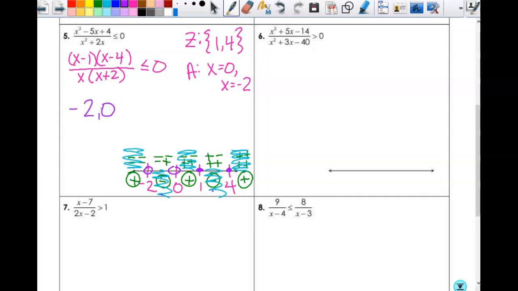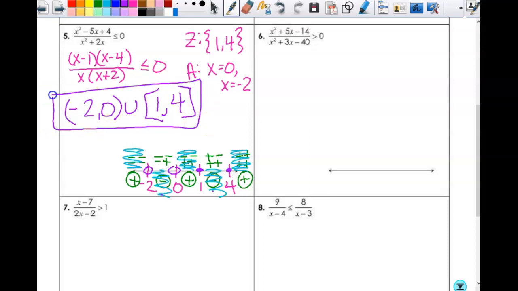Do I include the negative 2 and the 0? No. So that's open, open. And then 1 to 4. Do I include the 1 and the 4? Yes. So that's why it's very important that it's done correctly on your number line, because it's much easier to get that information off your number line than it is to go back and re-reason through the function itself. That is your answer. Okay.